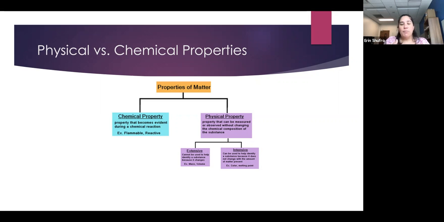So intensive properties are things that don't change depending on the amount of stuff you have. Things like density, melting point, right? Those are all things that don't change based on your amount. So those are intensive properties, and we can use those to identify the substance because they don't change. Extensive properties, on the other hand, since that changes depending on the amount, you can't use it to identify what kind of a substance you have. So remember, intensive properties you can use to identify if you have an unknown substance. Extensive properties you cannot.